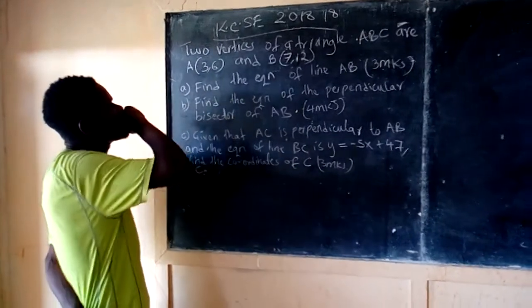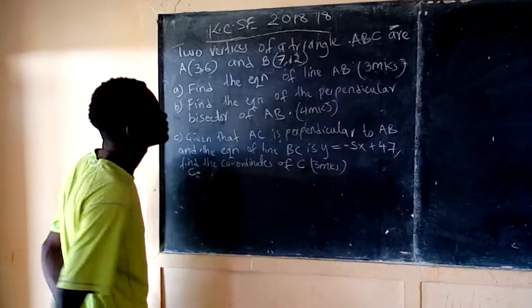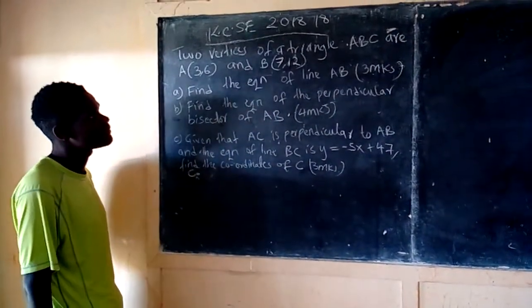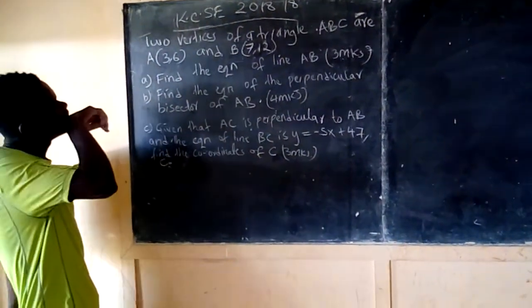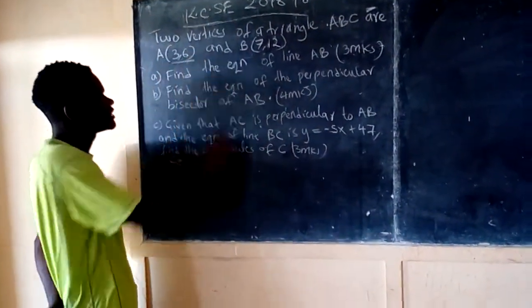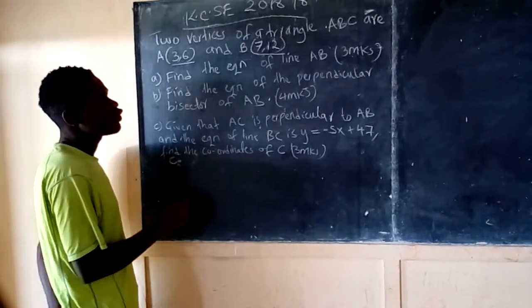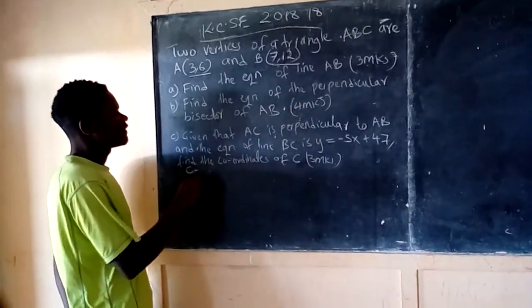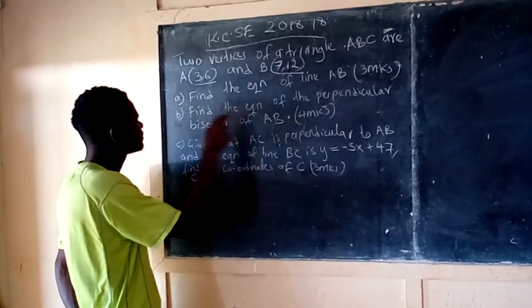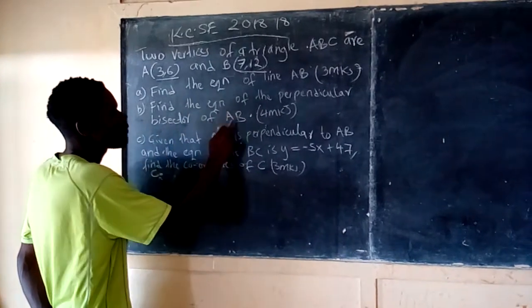Now, today we are dealing with the question of straight line, and I've selected one of the questions that was in 2018, paper 1. It says that two vertices of a triangle ABC are A (3, 6) and B (7, 12). Find the equation of line AB. That was 3 marks. Then B, find the equation of the perpendicular bisector of AB.